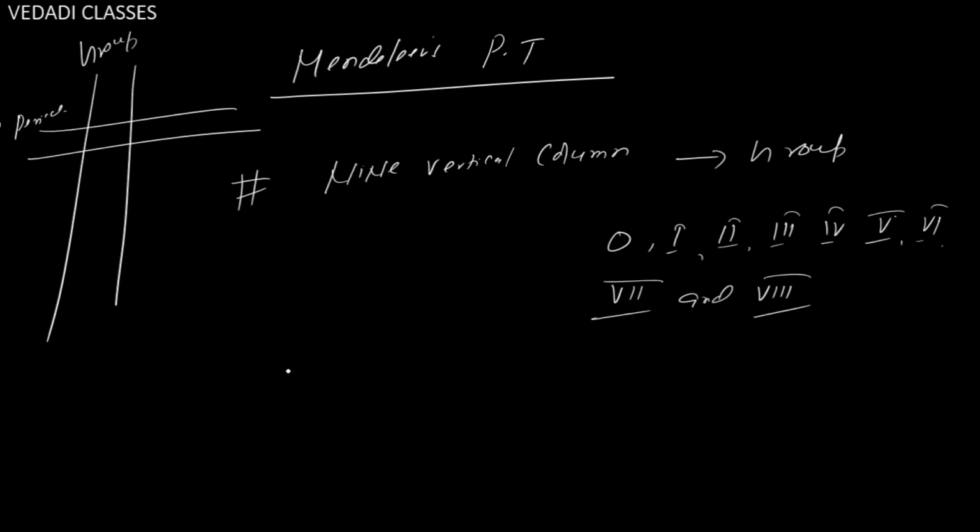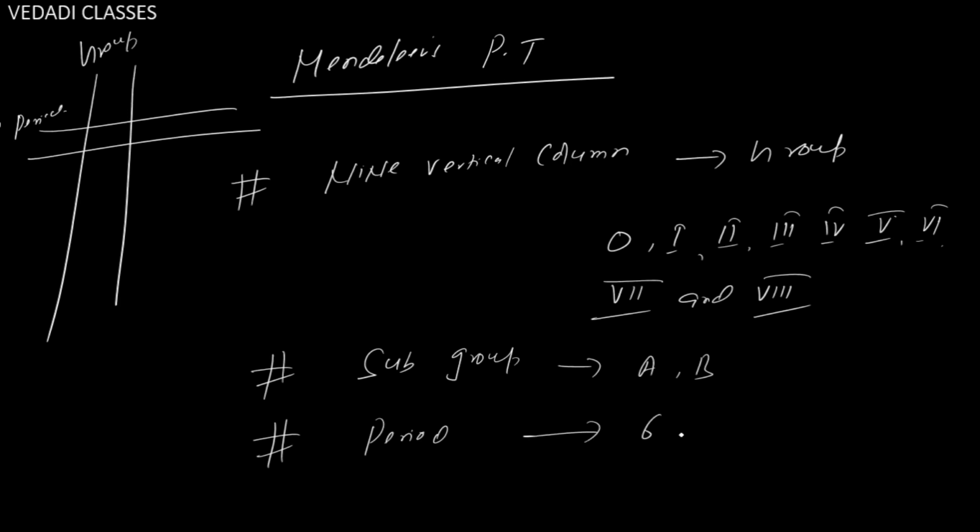They also had subgroups, and the subgroups were A and B. And the periods: actually there were 6 periods, but Mendeleev's later theory said there were 7 periods. So these are 7 horizontal rows, called periods.